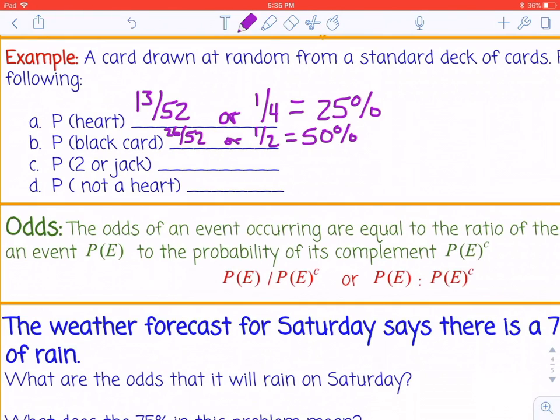So 50%. The probability of a 2 or a jack. There are 4 2s and there are 4 jacks in each deck of cards. So there are 8 cards that could be a 2 or a jack. And then 8 divided by 52 gives us 15.4%, if we need to write it as a percent. And the probability of not a heart would be the probability of anything other than a heart, which is 52 minus the 13 that are a heart, which gives you 39 out of 52, or 75%.